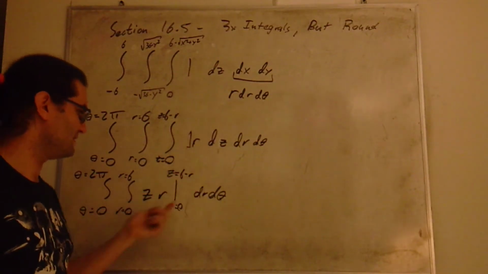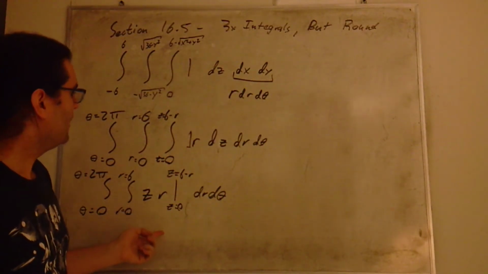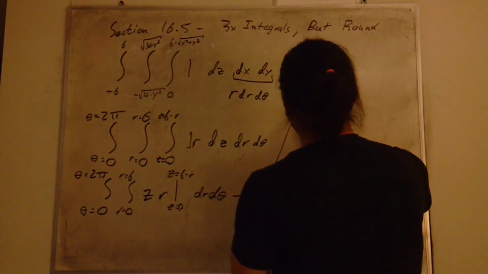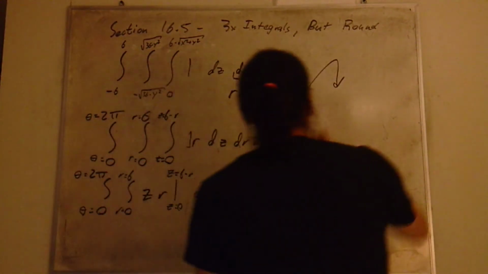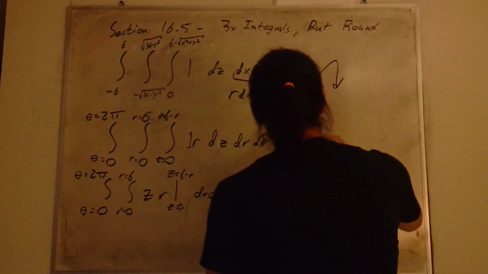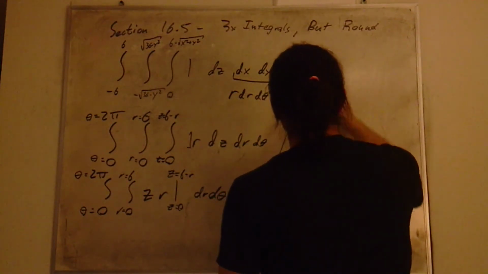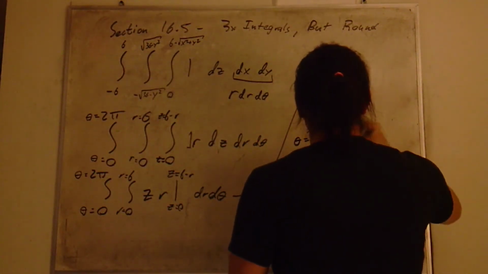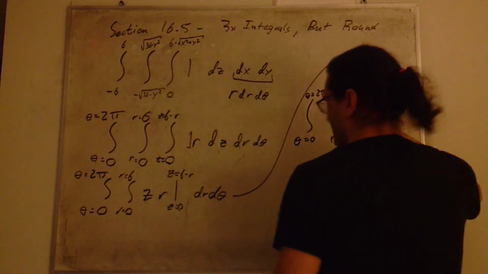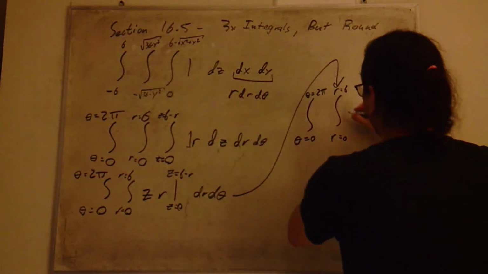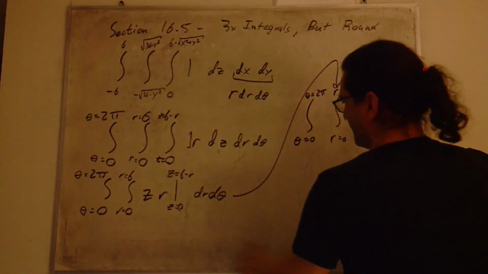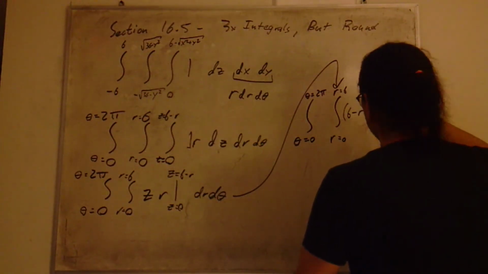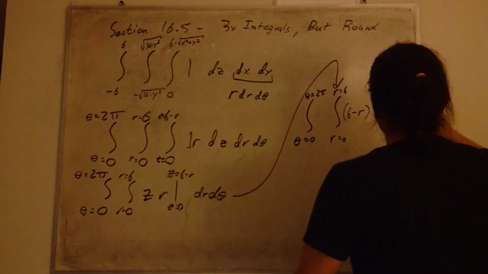The integral of r dz is rz. And then we evaluate this. I'm going to bring it over here. We still have the integral from theta equals 0 to theta equals 2 pi. You still have the integral from r equals 0 to r equals 6. In here, we have our z as a function of r and theta. So z is 6 minus r, that's our function. And then we have r dr d theta.